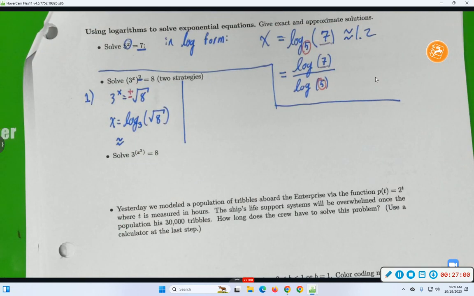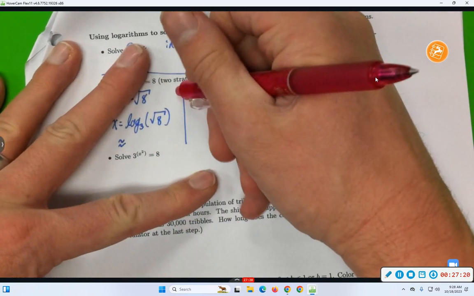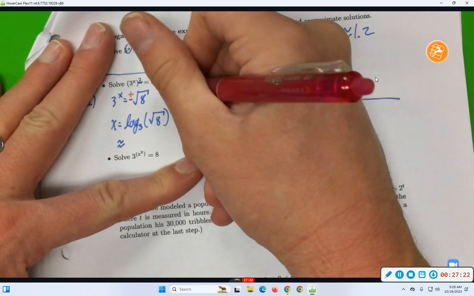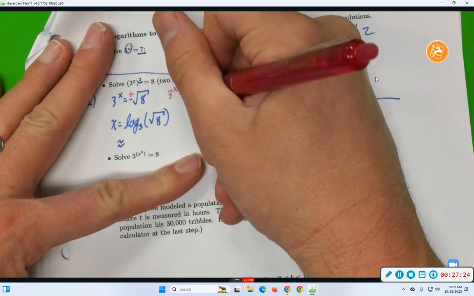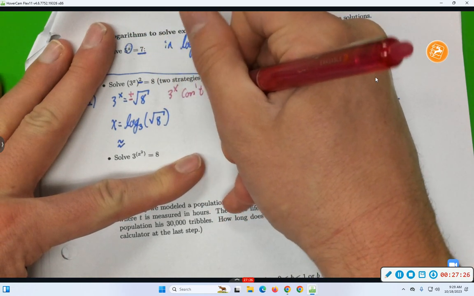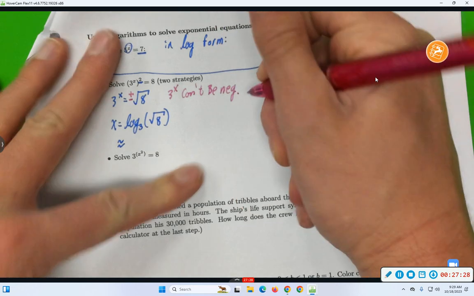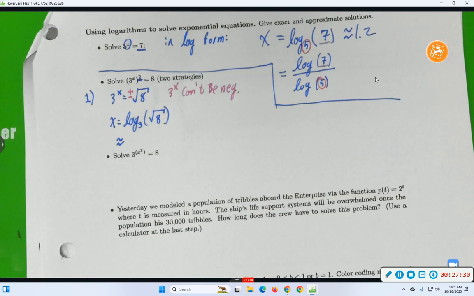So that's really like two equations now, right? It's 3 to the x equals the square root of 8 or 3 to the x equals negative square root of 8. Is a power of 3 ever negative? Three to the x can't be negative. So I don't need to worry about the negative root 8 case anyway.